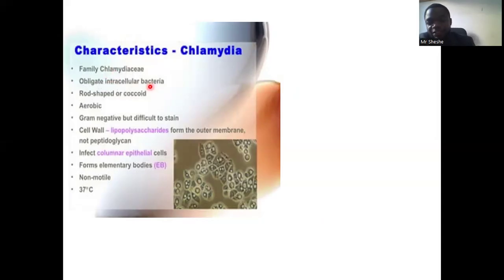More information about chlamydia: this is an obligate intracellular bacteria, which is not common among bacteria. This is common among viruses. It's a rod-shaped bacteria, like you can see here. It's aerobic, therefore it multiplies in environments that have a high supply of oxygen. It's gram-negative, very difficult to stain, non-motile, and infects columnar epithelial cells. Like I was saying, the conjunctiva is made up of simple columnar epithelium.